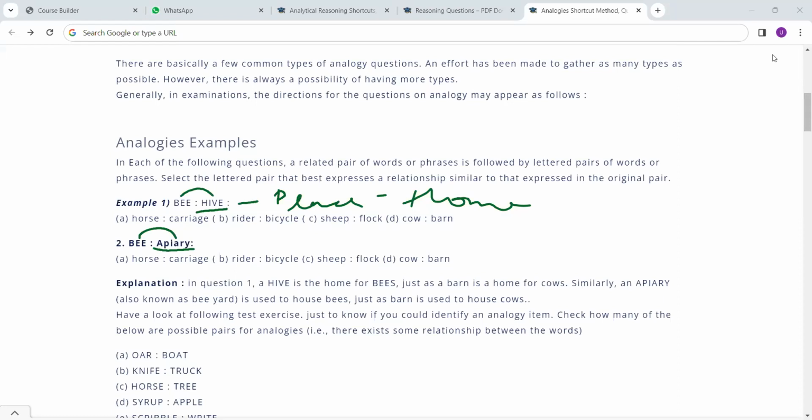It can be in numbers also. For example, 2 is to 4, and 3 is to 6, or 4 is to 8. What are we doing over here? We are just doubling them. So this is how we find a relationship between the two things, and on what basis the relationship is there, we figure it out. Okay, let's move on.